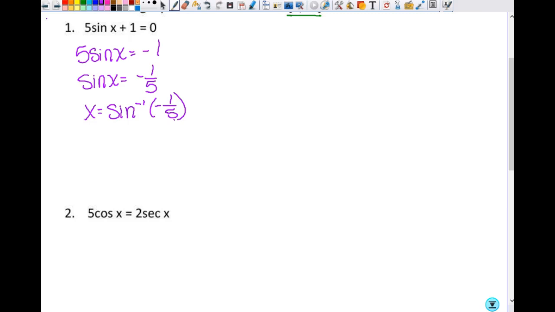Before you push the buttons at all, you've got to decide what quadrants you want this in. Your sine value is negative. So since my sine value is negative, what quadrants is sine negative in? 3 and 4. Which means I'm going to need pi plus alpha and 2 pi minus alpha, which also means that I need alpha, right? Alpha and x are not the same thing all the time. Sometimes they could be.